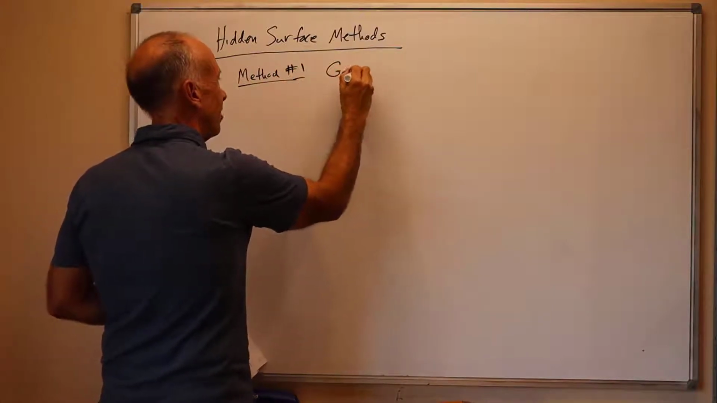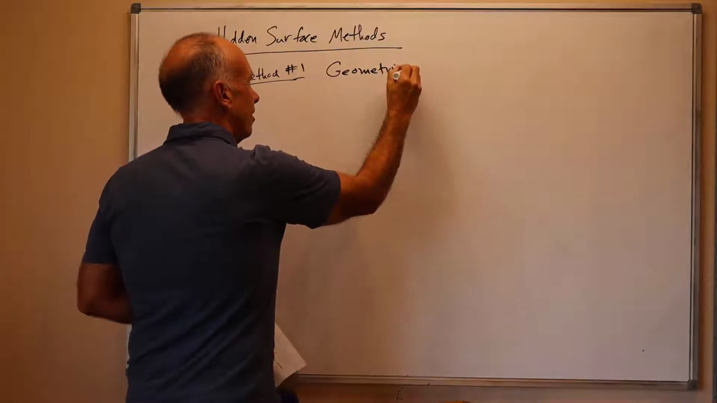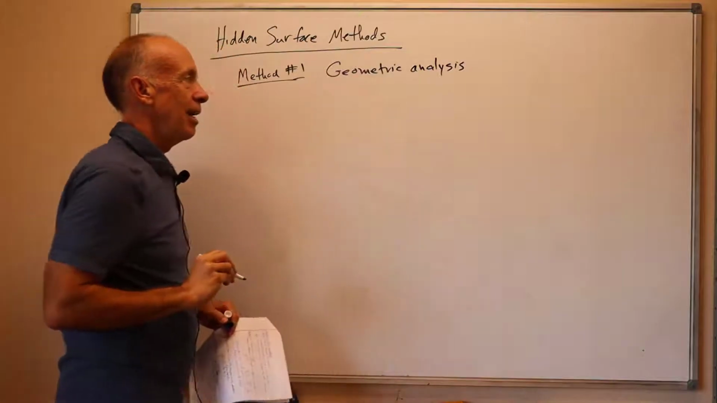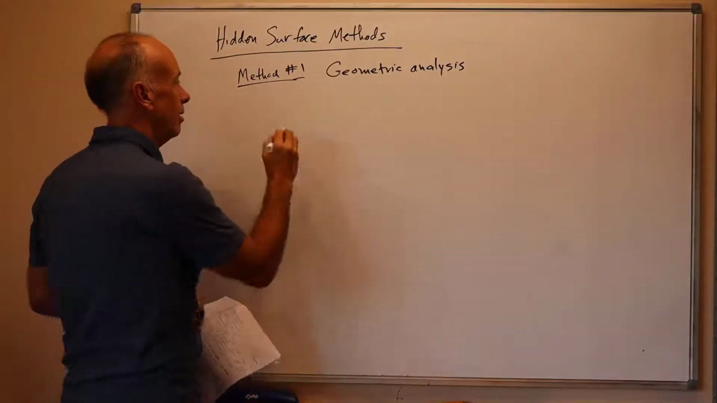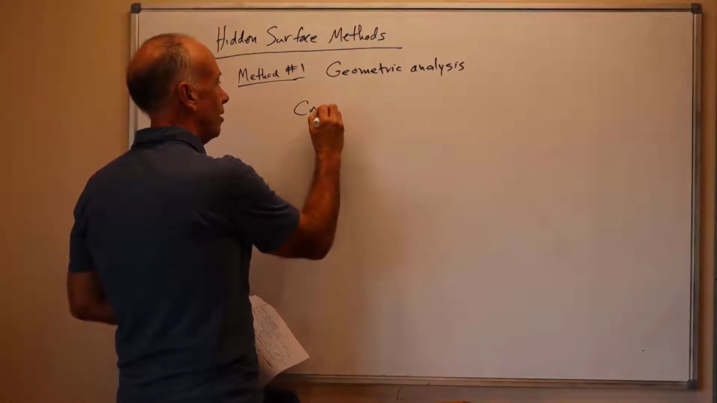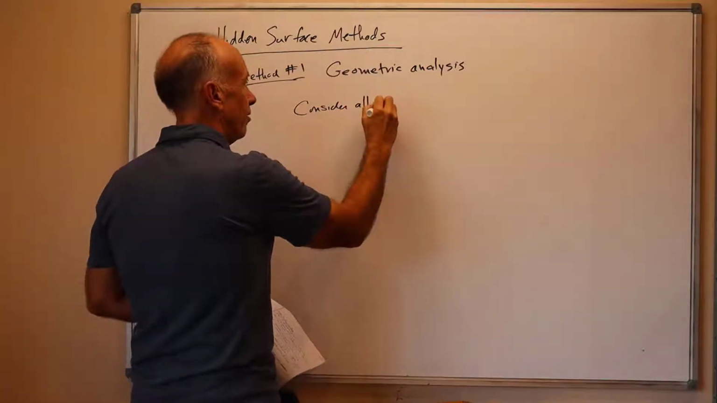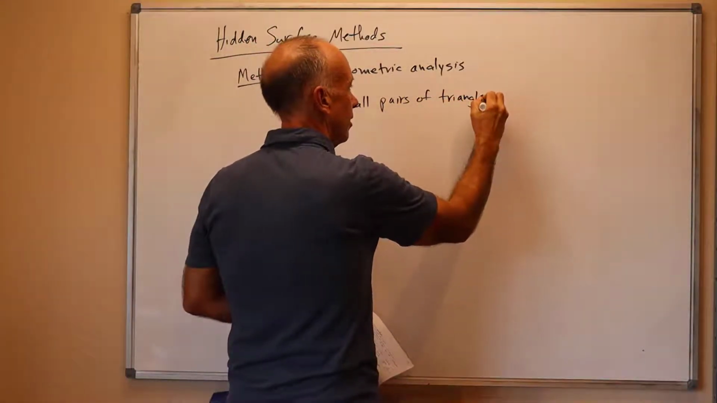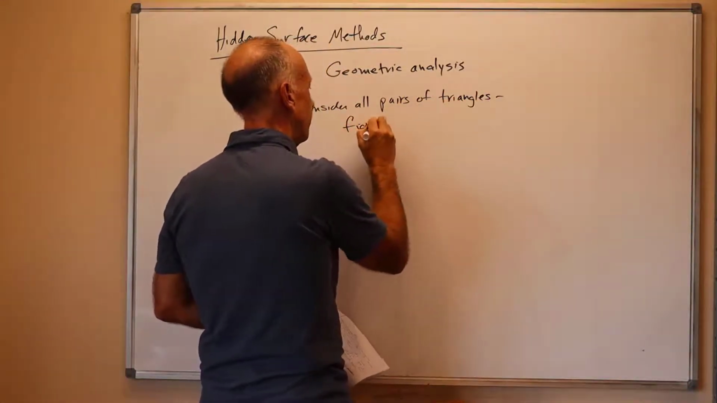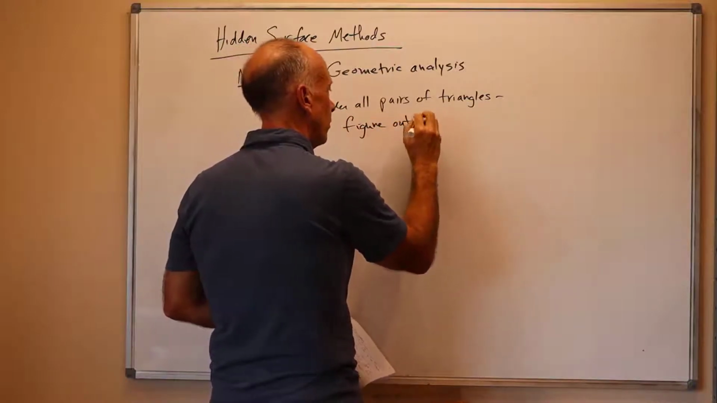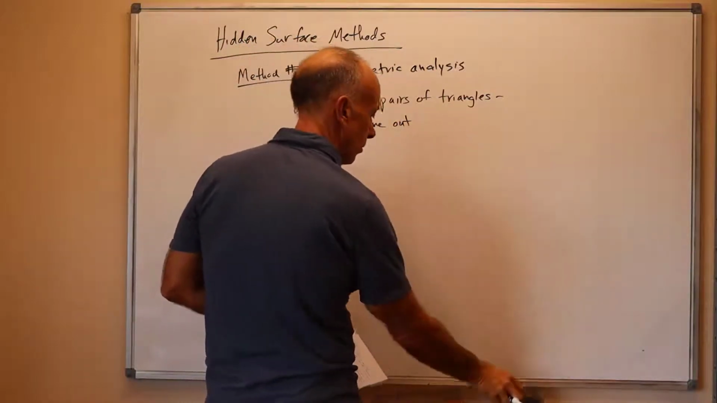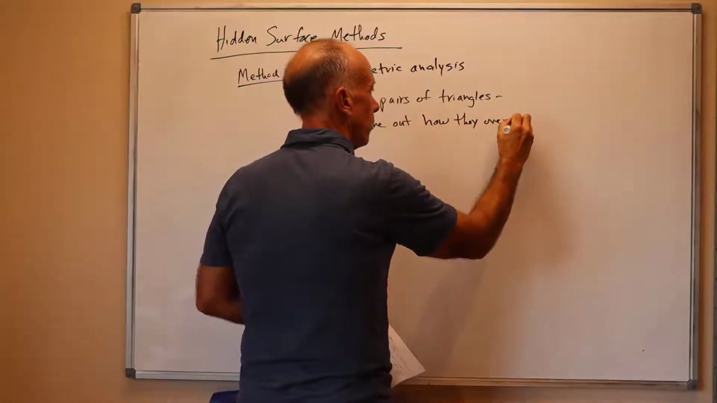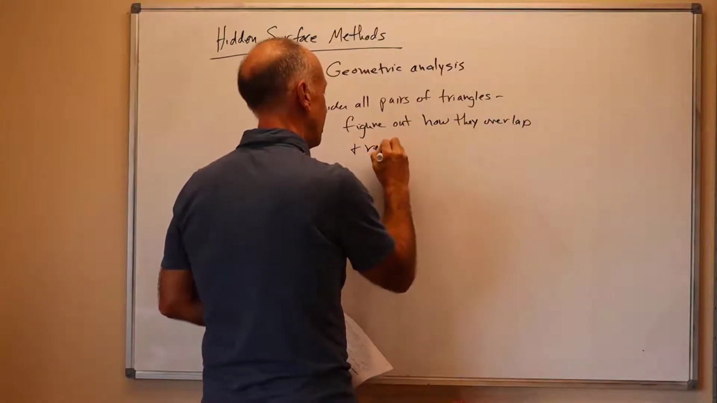is what I would call geometric analysis, which means actually looking at the triangles and deciding how they overlap. So here, loosely speaking, you would do the following. Consider all pairs of triangles in the scene, figure out how they overlap each other, and then render only the visible parts.